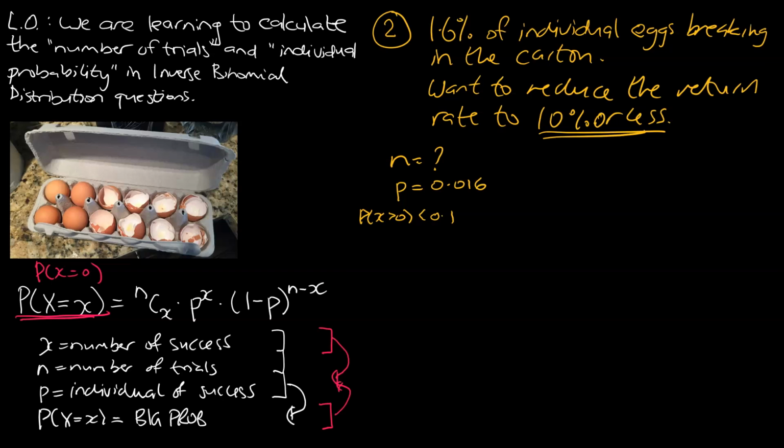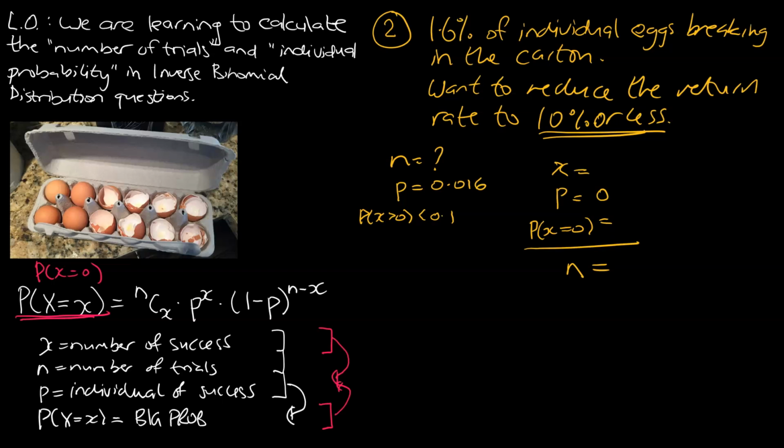Okay, and from that information, we know that the little probability is 0.016. We also know that the probability of it being greater than 0 has to be at a maximum 0.1. And because we're changing the carton size, we no longer know what n is. So if we're trying to calculate n, we need to know everything else. We need to know x, we need to know little probability, and we need to know the big probability of x being equal to 0. If we have the other three, from our list below, we can then calculate n.